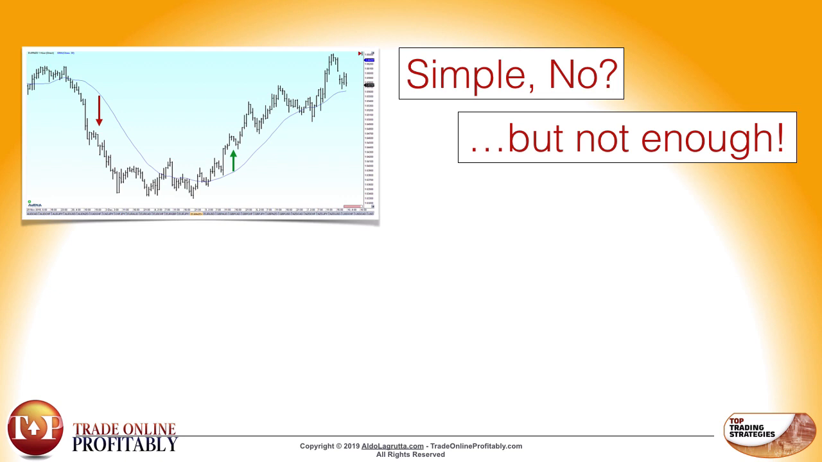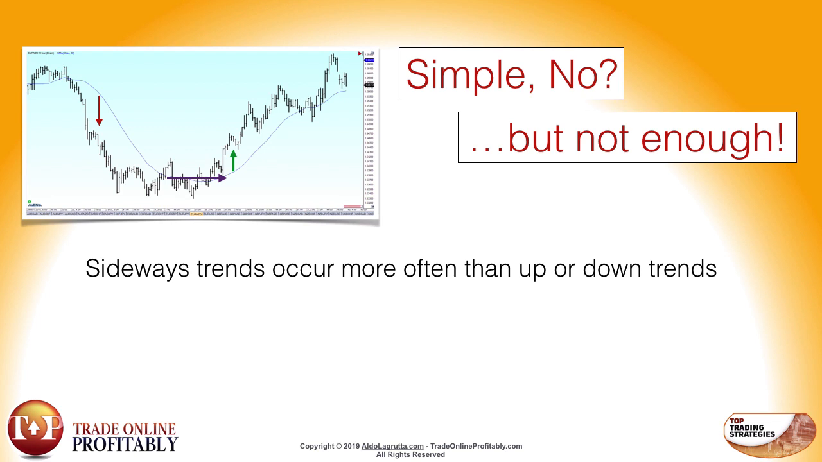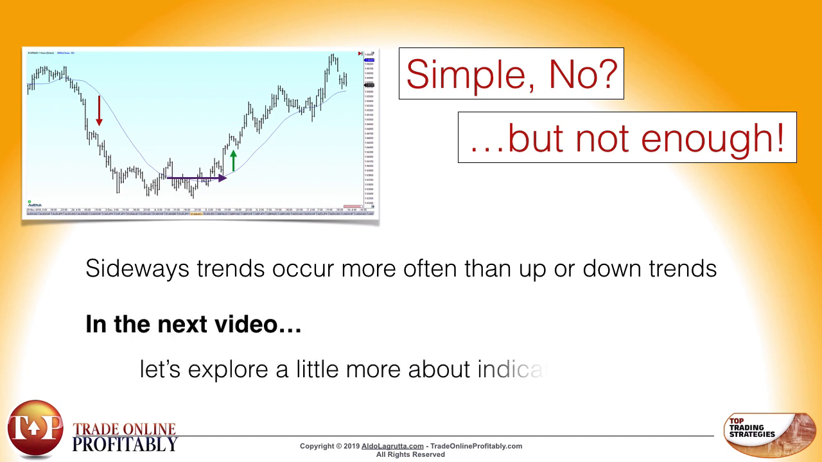I wish trading would be as simple as this, but it isn't. So why not? Because during sideways periods, like in the middle of the chart, prices will be moving above the moving average and fall back again, or fall below the moving average and rally again. Unfortunately, sideways trends occur more often than up or down trends. Hence, often we have to take the aid of other indicators that show us ideal places to enter and exit the market. So in the next video, let's explore a little bit more about indicators and their use.